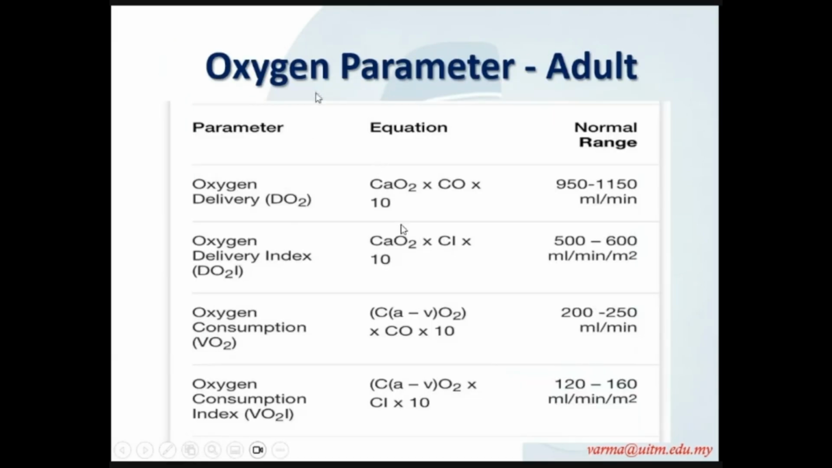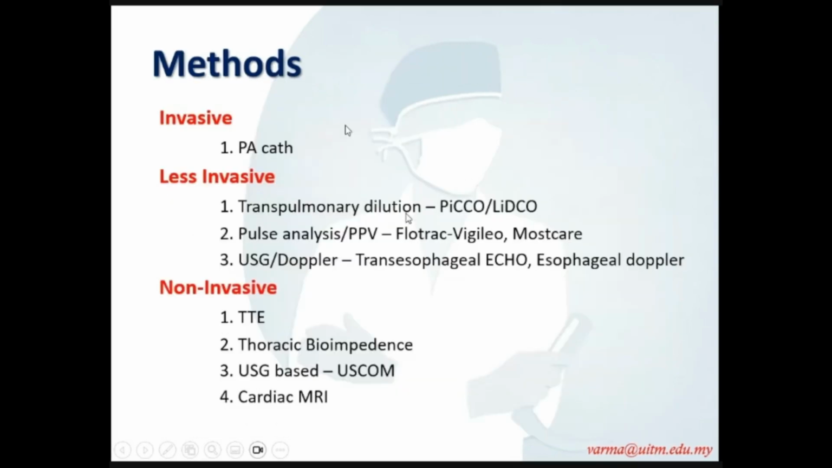A few other things you must know. Oxygen parameter, oxygen delivery, what we call oxygen flux, is arterial content of oxygen times your cardiac output. This 10 is because you're using millimeters of mercury. The usual range is this. All of this I'm just leaving for your reference. Okay, so the methods of cardiac output measurement.